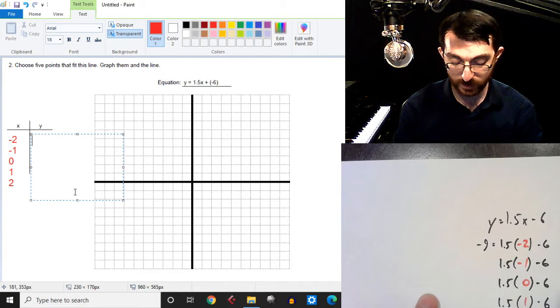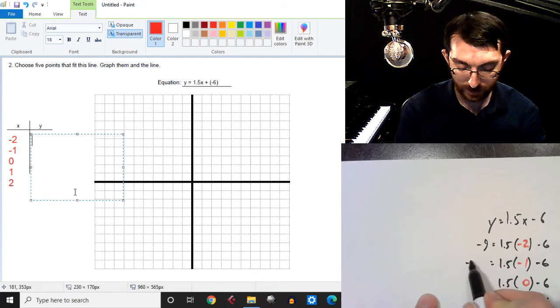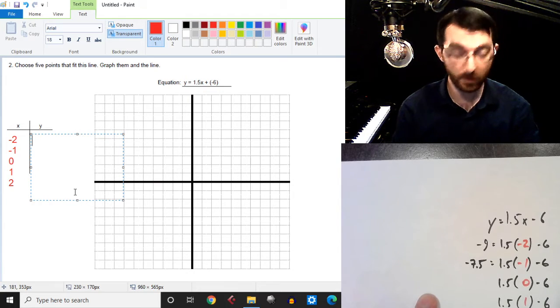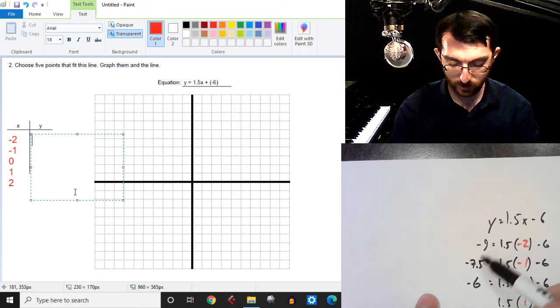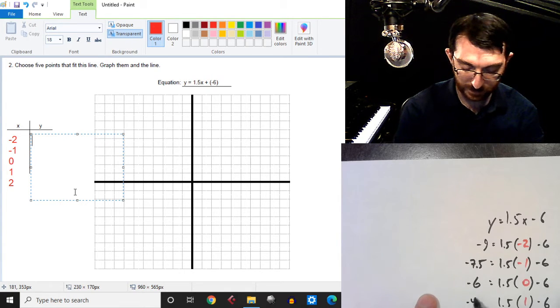1.5 times negative 1 is negative 1.5. Negative 1.5 minus 6 is equal to negative 7.5. 1.5 times 0 is 0. Minus 6. Now you'll notice I'm adding 1.5 every time. Of course I am, that's the slope, but moving on. 1.5 times 1 is 1.5. 1.5 minus 6 is negative 4.5.